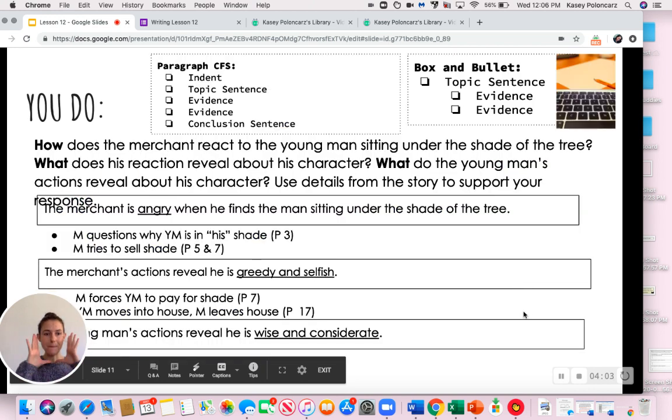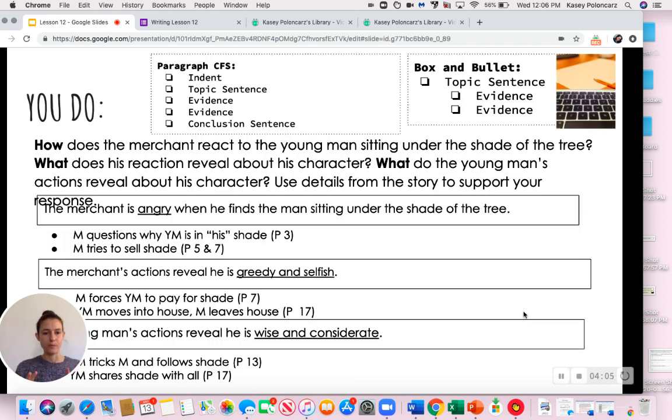So now it's going to be your turn. Some of you are going to have that box and bullet plan already out. If you have that box and bullet plan close by, if you know where it is, go and get your box and bullet plan that you wrote down from yesterday or the day before. If you need to pause the video, that's okay.